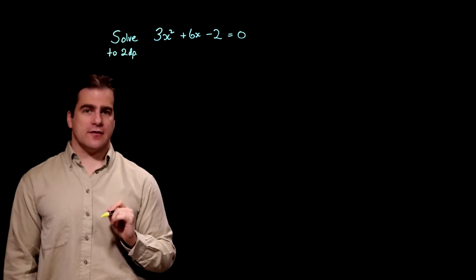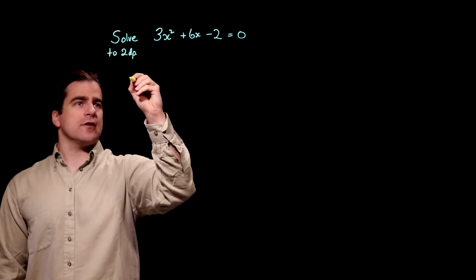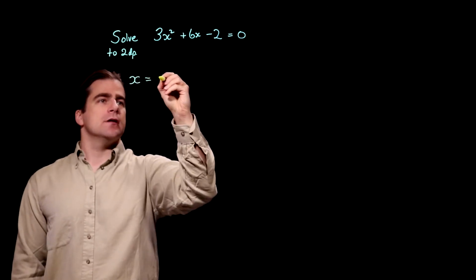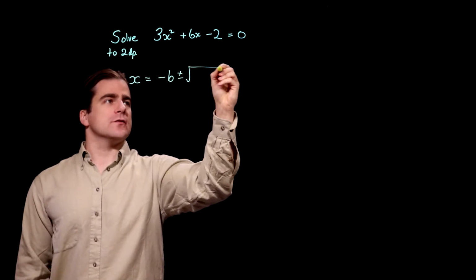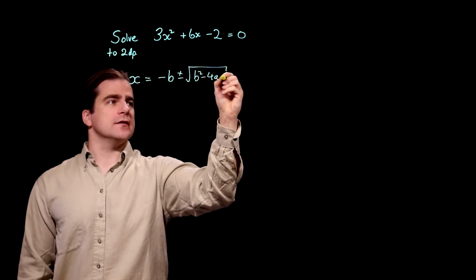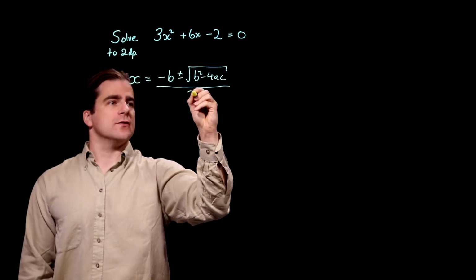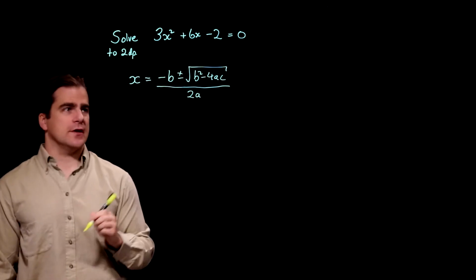So, do you know your quadratic formula? I hope you do. Quadratic formula is this: x equals minus b plus or minus square root of b squared minus 4ac all over 2a. You need to learn that.